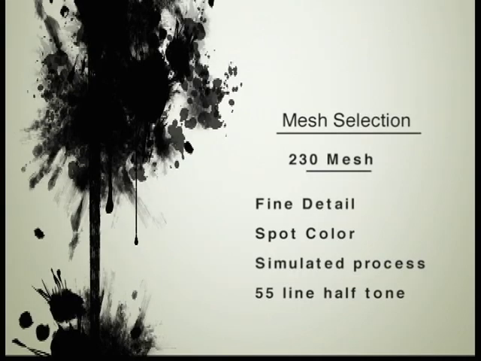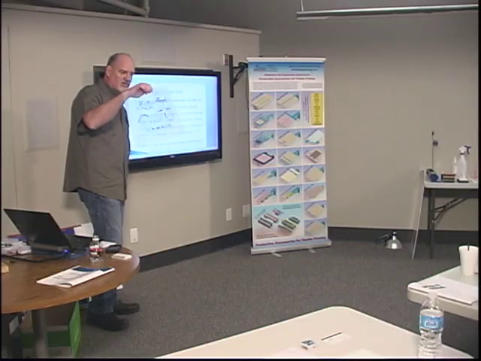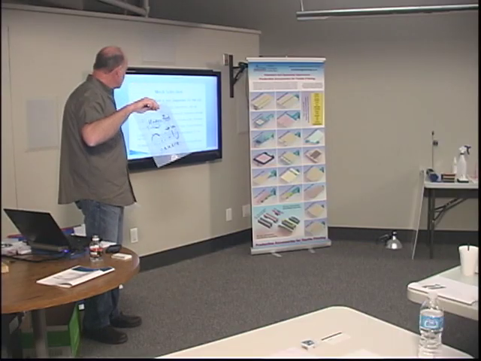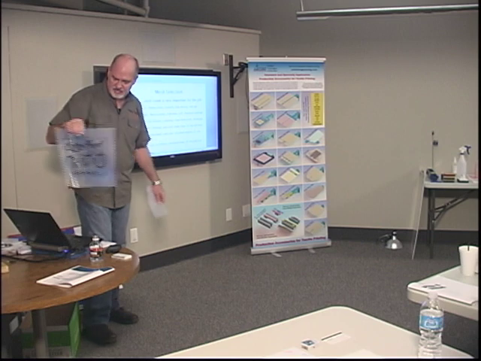230 mesh is our next one. Fine detail, spot color, simulated process. This is where we're getting into, I'm sure all of y'all are familiar with 4-color process. That works great for graphics, but in textile, we found that simulated process working with spot colors works phenomenal. That we recommend for about a 55 line halftone. The one that we'll be doing in class today, it's probably 50, 55 line.